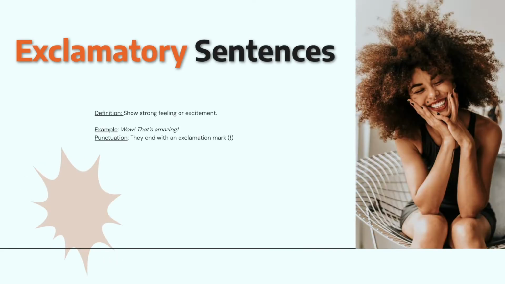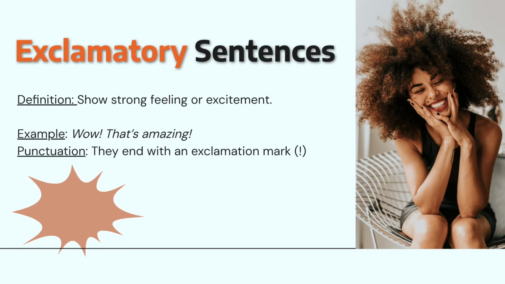Then we have exclamatory sentences. They show strong feeling or excitement, like wow, or that's amazing, or nice to see you. They end with an exclamation mark, okay? That's the exclamatory type of sentence.